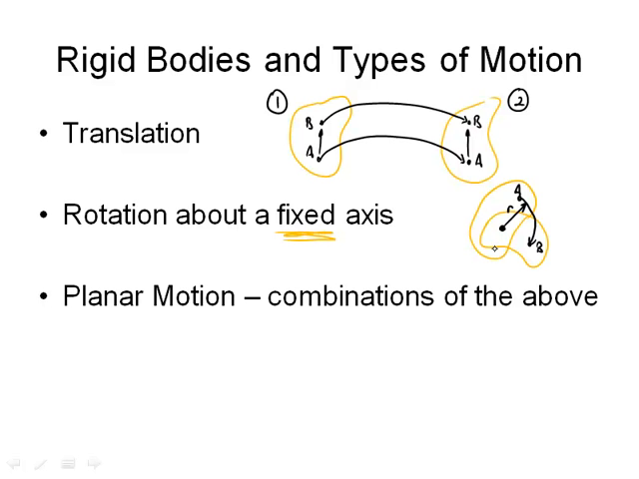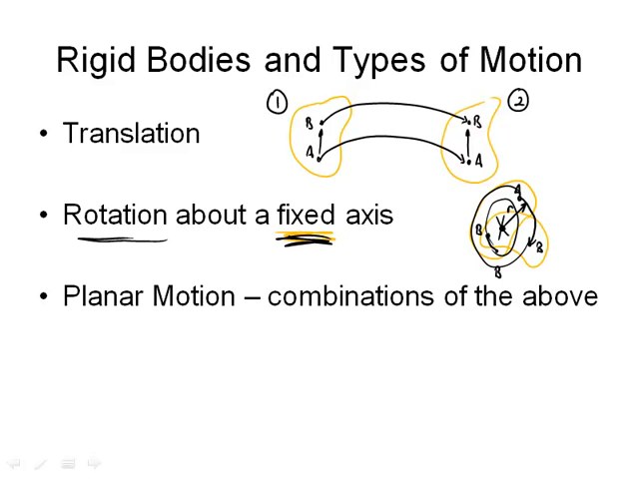If I choose another point on the object, perhaps point B, it's also going to undergo a circular motion, and the circular motion of B and A will be concentric rings, both centered on the axis of rotation. In that scenario, you have rotation about a fixed axis, so that's an unmoving axis. It does not move through space.